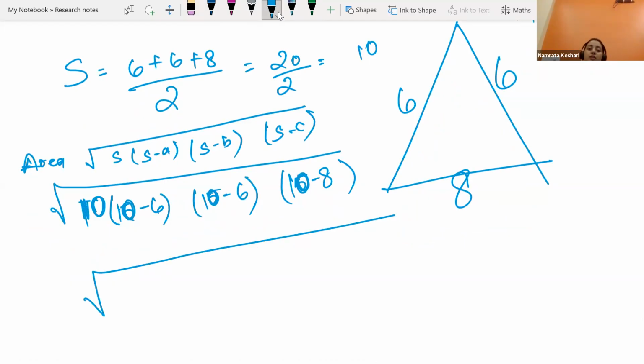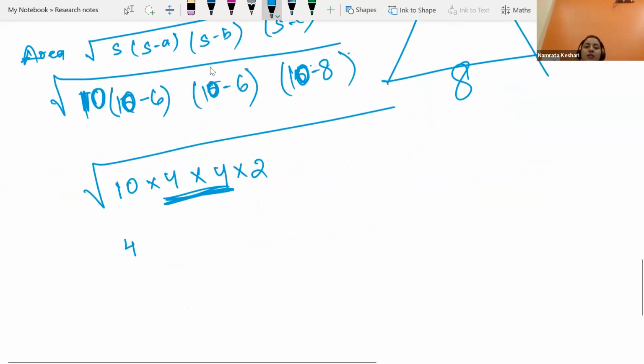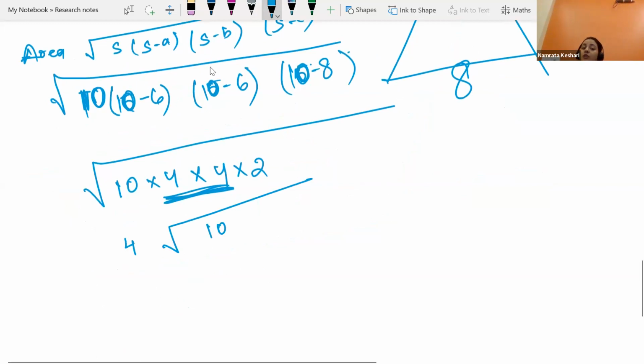Let's do the simplification. One more thing I am teaching you today is how to do the simplification over here. You will be writing 10 over here, 10 minus 6, 4, 10 minus 6, 4, 10 minus 8, 2. Now please don't do the multiplication. However, you have to break it more to check which numbers are in pairs. Already I can see 4 and 4 are in pair. I will take out one 4, and 10 and 2 are remaining in the square root sign. Still, I am not going to multiply them.